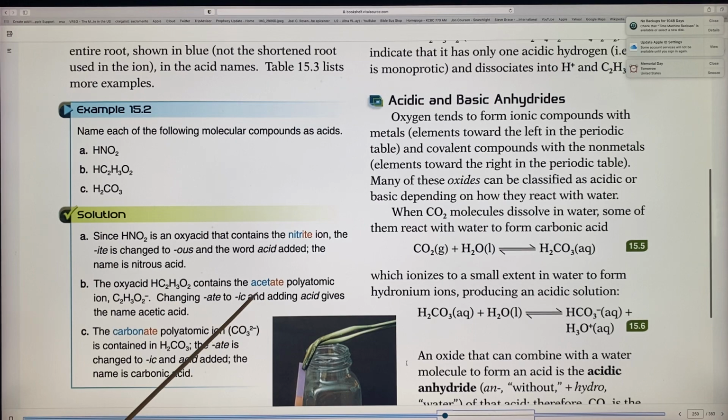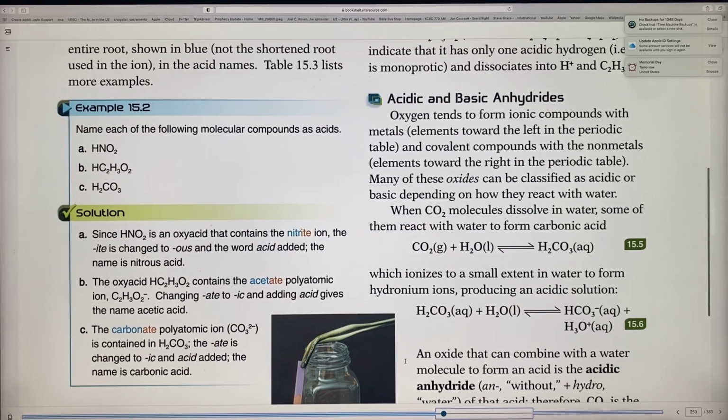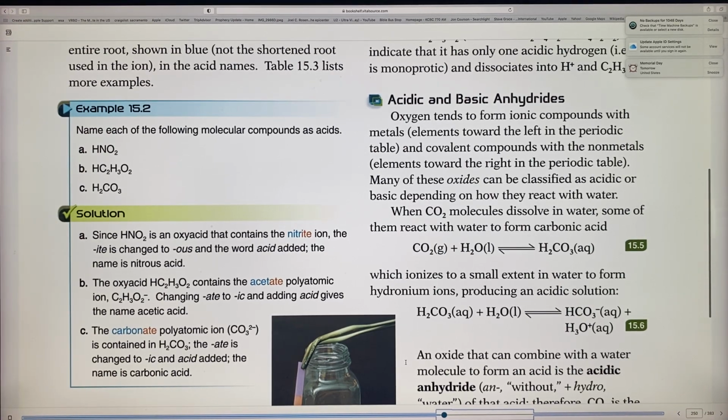The next one is called acetate. We looked at that in that table, and it's another polyatomic oxygen-type molecule, called acetate. So now we have -ate, we're going to change it to -ic, and then add acid. And carbonate, this is the carbonate polyatomic ion, and -ate is changed to -ic, and then add acid. This is going to be called carbonic acid.